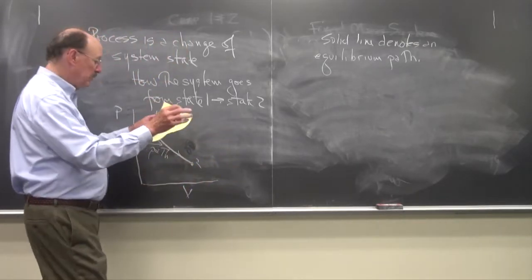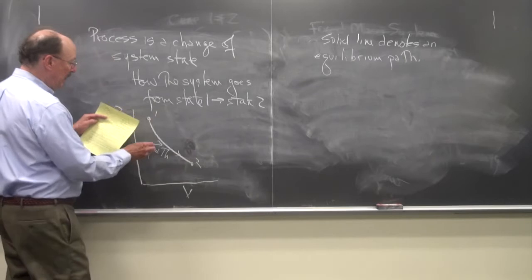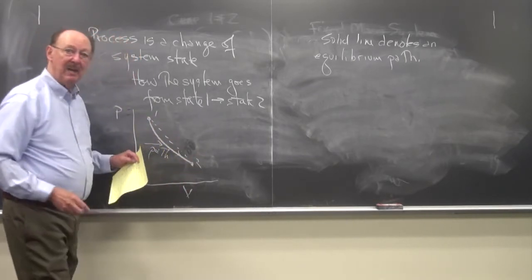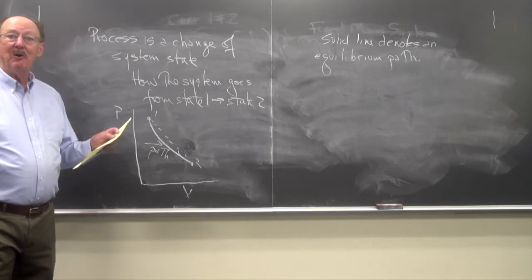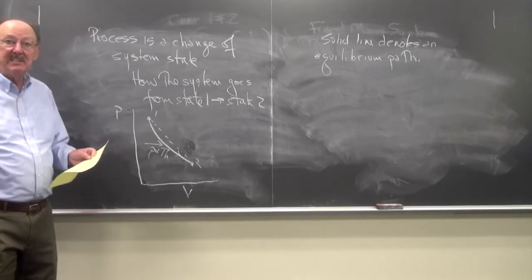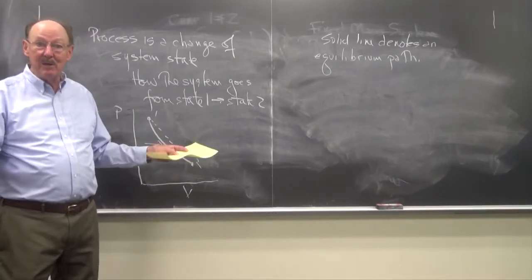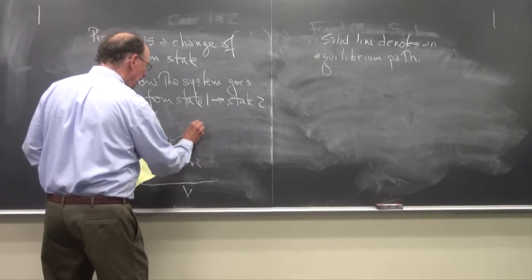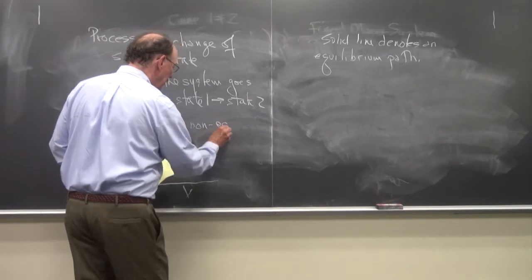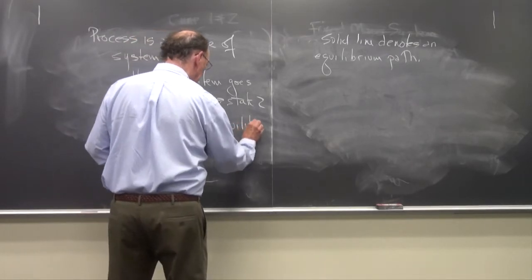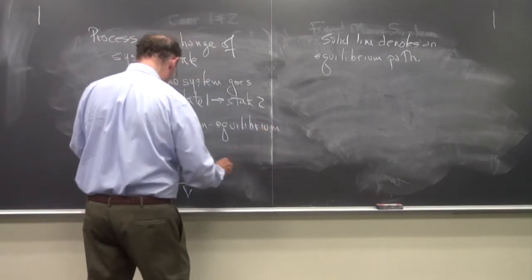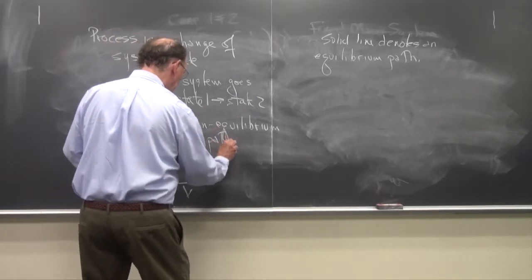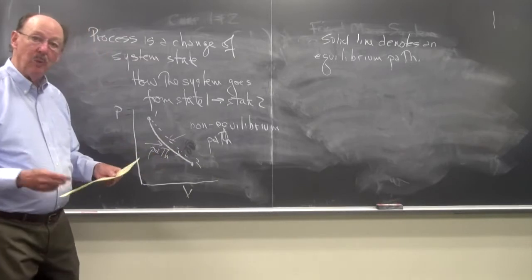So this is an equilibrium path, and now I can put in a dotted line, which means I don't know how it got there. It was at state 1, it got to state 2, how did it get there? A miracle. No, it was just a non-equilibrium path. And so we don't know what that is.